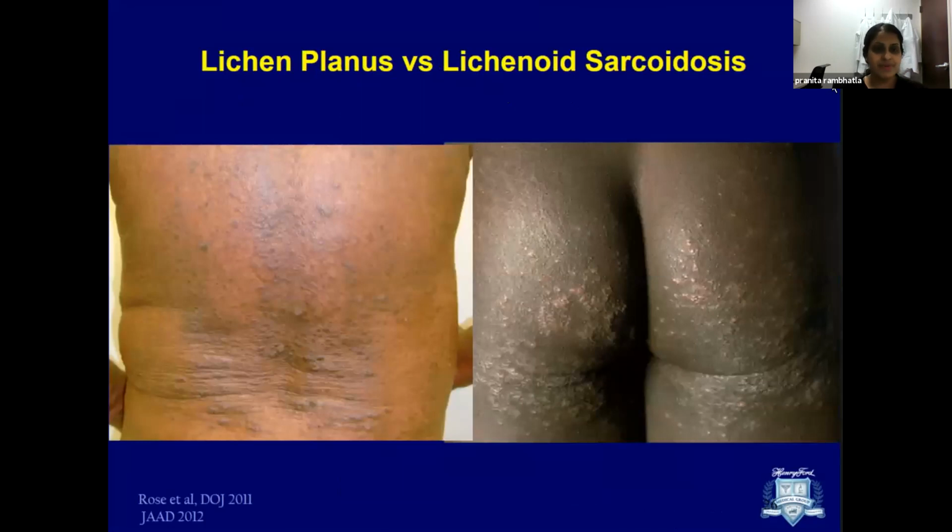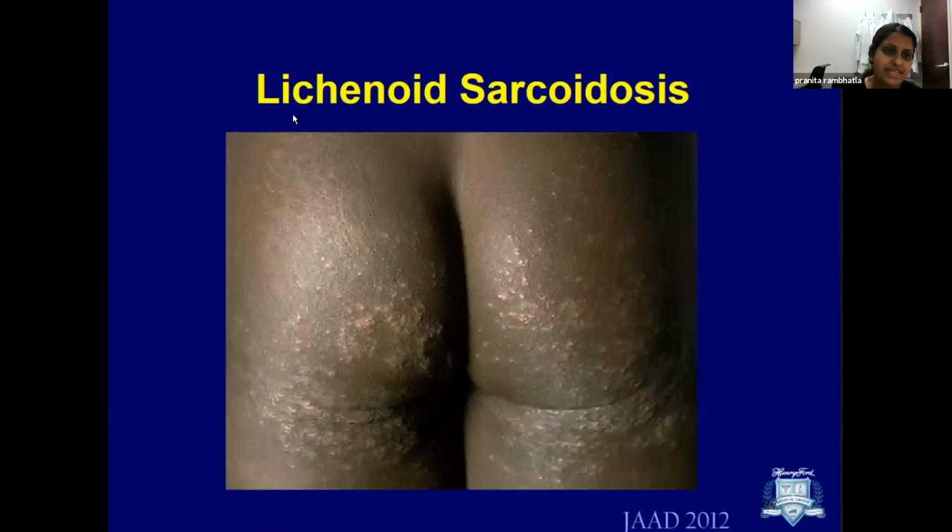Next, we have lichen planus versus lichenoid sarcoidosis. Lichen planus is an inflammatory skin condition where you see these violaceous, polygonal, flat-topped papules or plaques on the skin. In skin of color, they can look a little bit more erythematous or pinkish, but classically, they're a little bit more violaceous. This is the patient who had the lichenoid sarcoidosis.